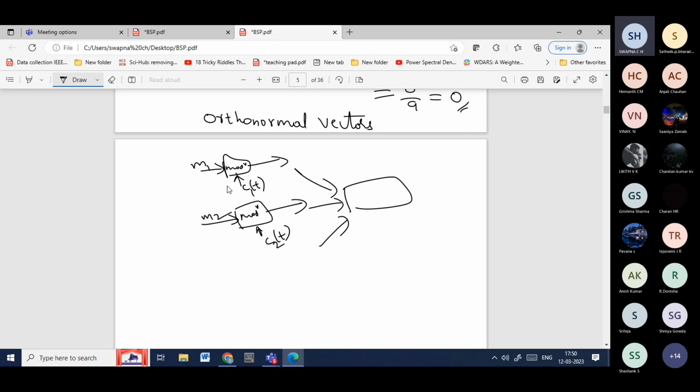Here you have the modulator, which will modulate the message signal and transmit it through the channel. Here I'm using carriers, and whatever carriers I have, they should be orthogonal to each other. To generate these orthogonal vectors, we have different procedures. The main thing is that we use them in communication systems, where we use orthogonal carriers to transmit the signals from the transmitter to the receiver.